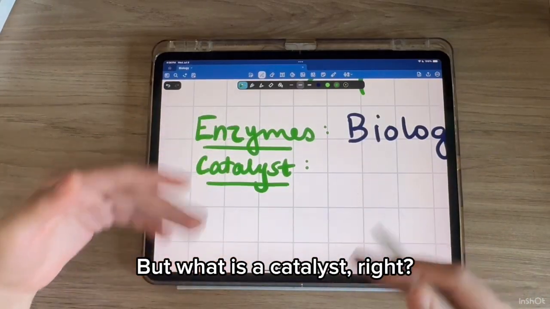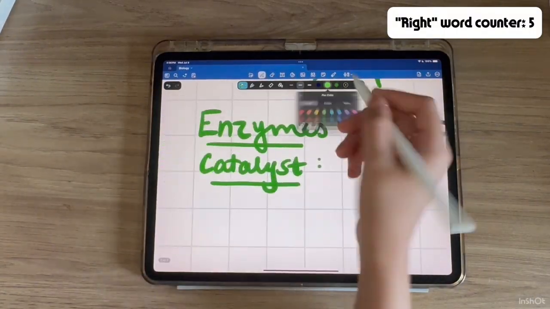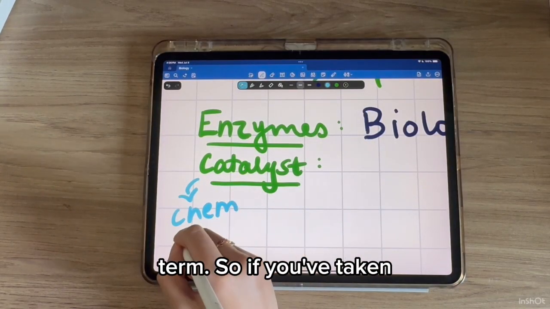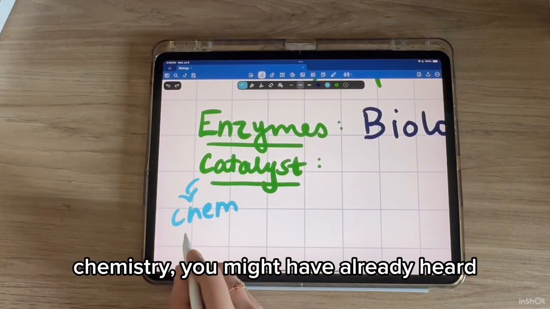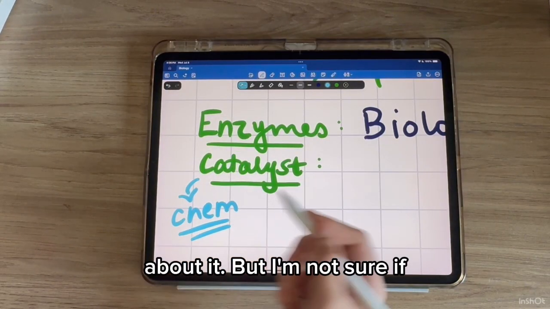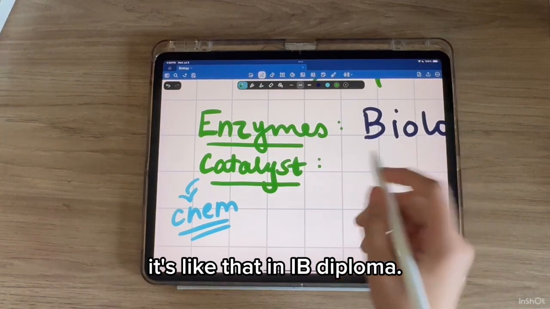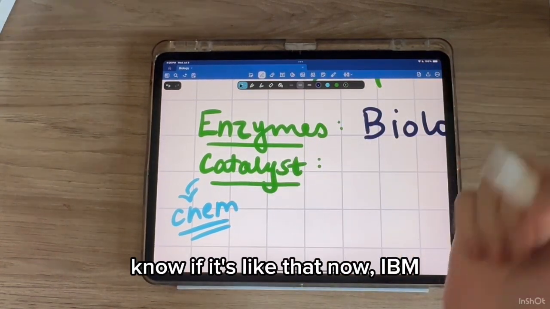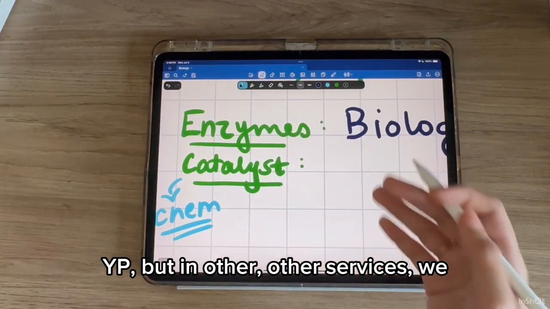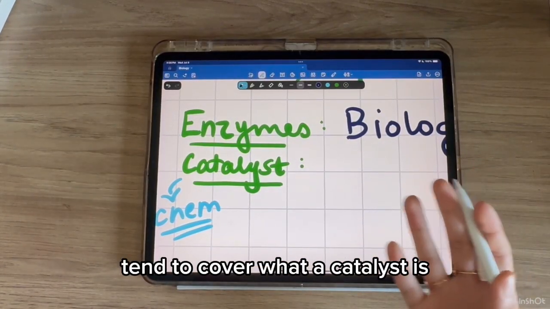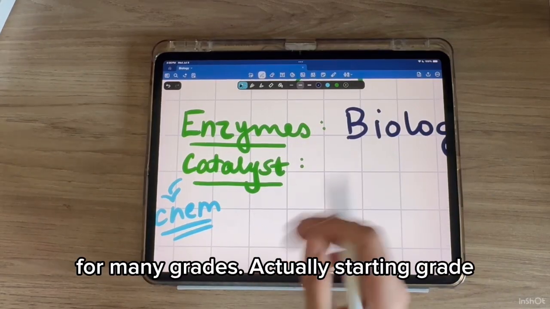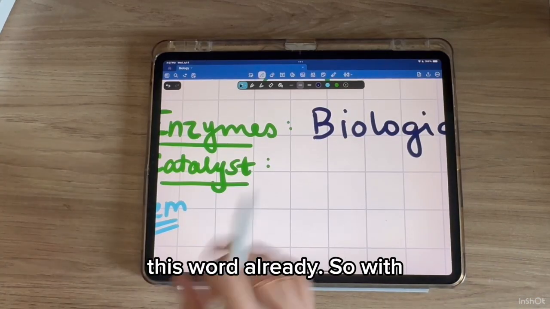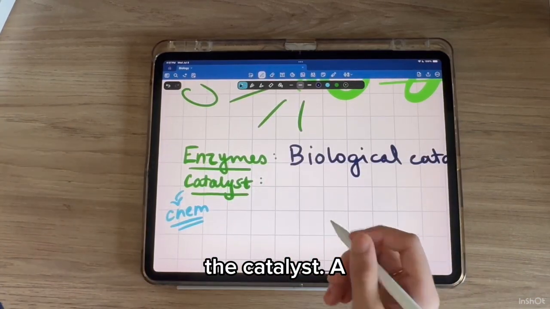But what is a catalyst, right? In truth, catalyst is more of a chemistry term. So if you've taken chemistry, you might have already heard about it, but I'm not sure if it's like that in IB MYP. But in other syllabuses, we tend to cover what a catalyst is. For many grades, starting grade 7, 6, we have heard of this word already. So, what is a catalyst?